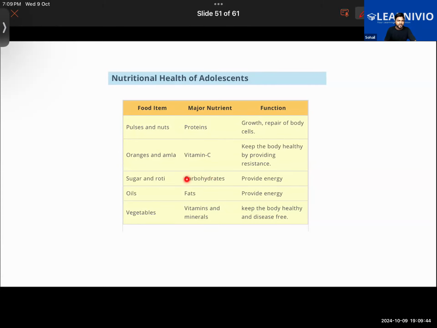Sugar and roti, that is chapati made from wheat, are a good source of carbohydrate. It provides energy. Oil, particularly, which oil is good? Oil is basically a source of fat. You would be aware there are two kinds of fat: saturated fat and unsaturated fat. Saturated fat is the fat present in animal based food. Getting it, everyone?